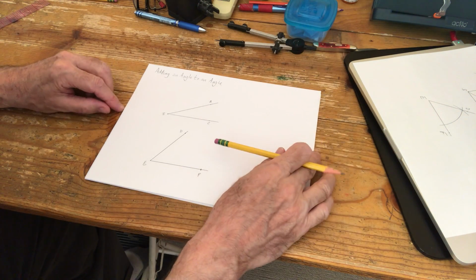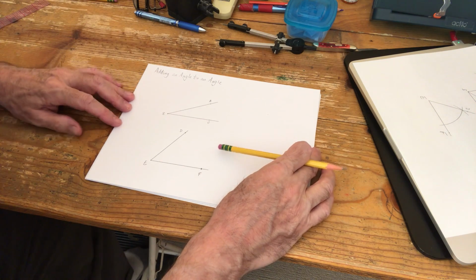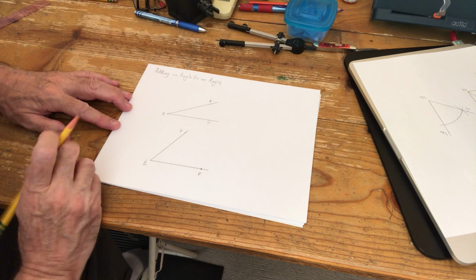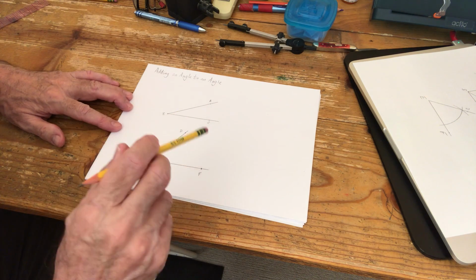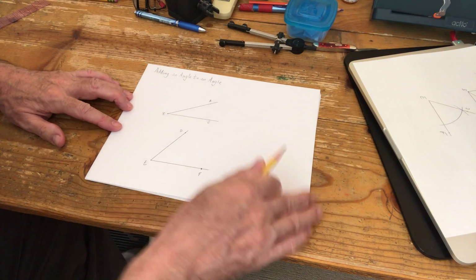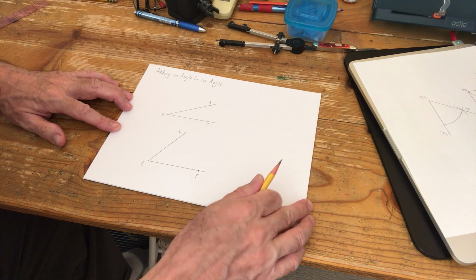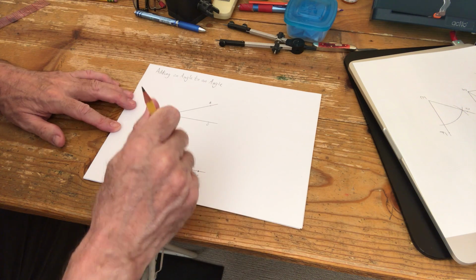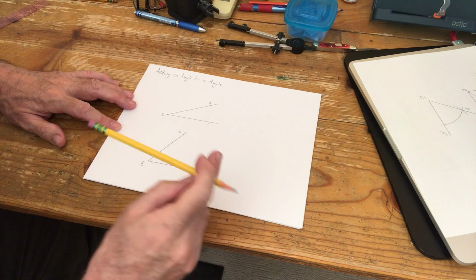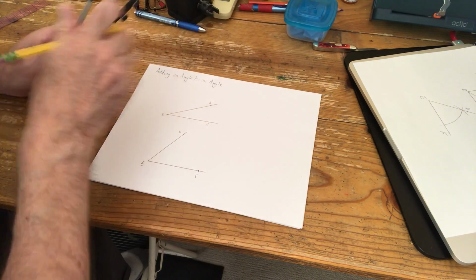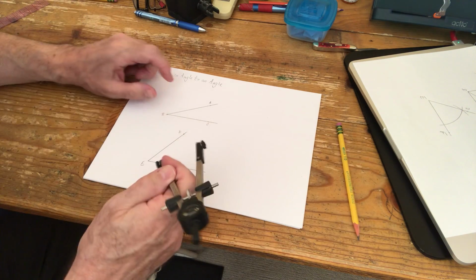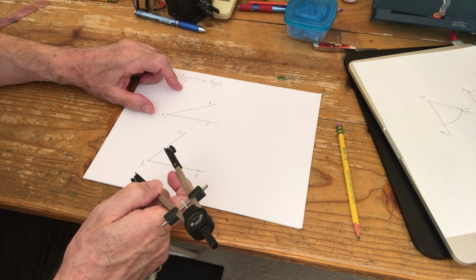Okay, this is a video on adding an angle to an angle. So you can see here that we've got two angles. We've got angle ABC at the top, angle DEF at the bottom. What we're going to do here is we're going to add angle DEF to angle ABC. All right, and first thing we're going to do is we're going to measure out the size of angle DEF.